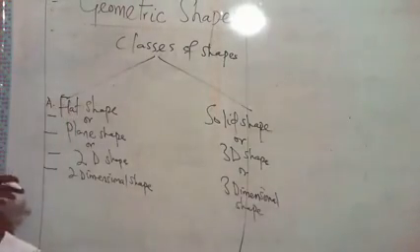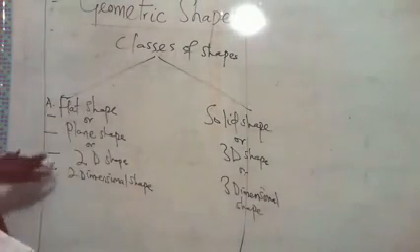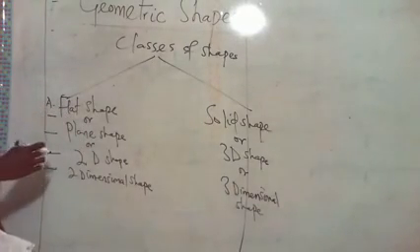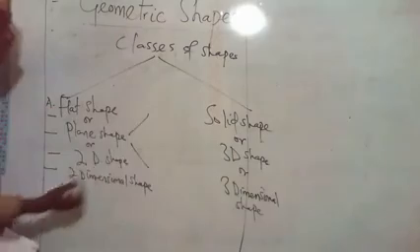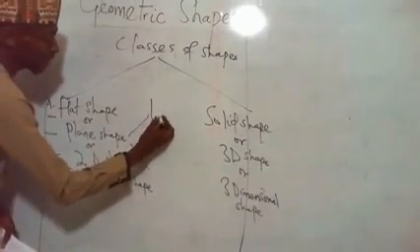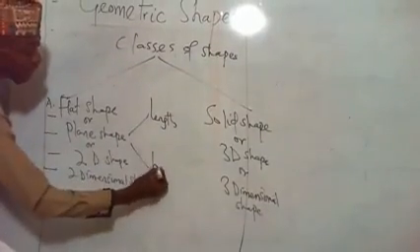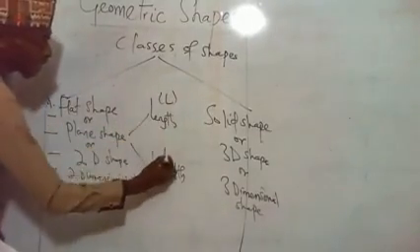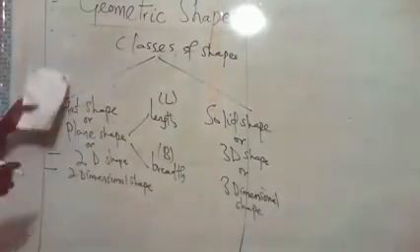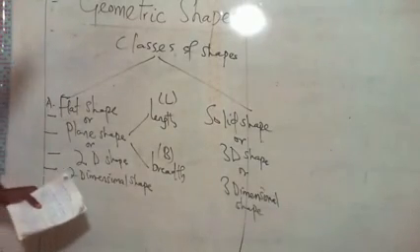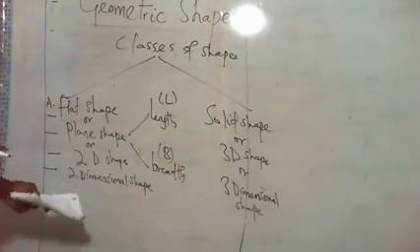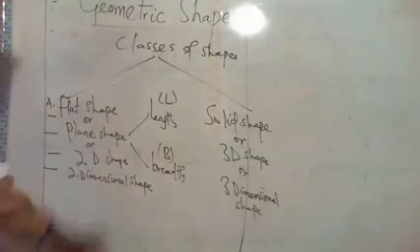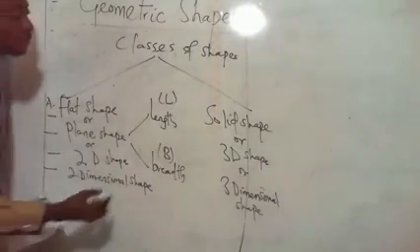What do you mean by flat shape or plane shape? Flat shape is the shape that has two dimensions. The two dimensions are the length and the breadth. So this is L and this is B. So any shape that has two dimensions, the length and the breadth, you call it flat shape. I'll give you examples of this later.